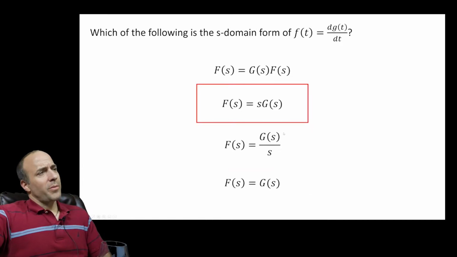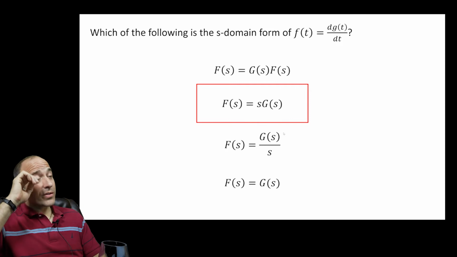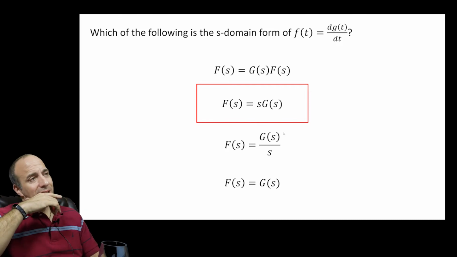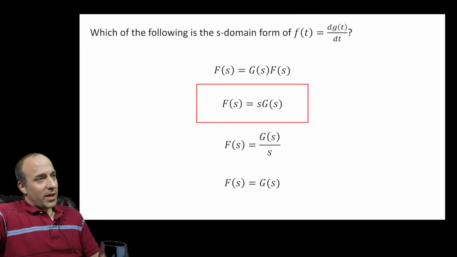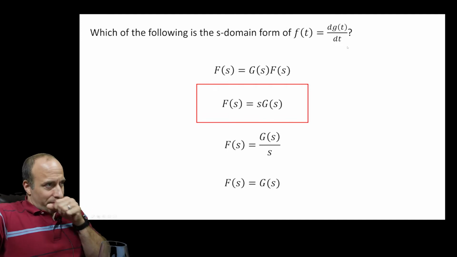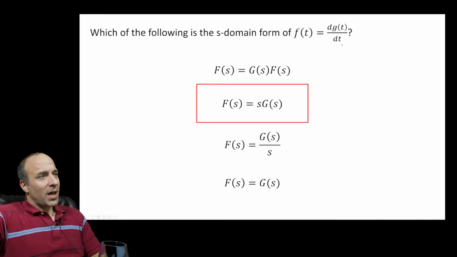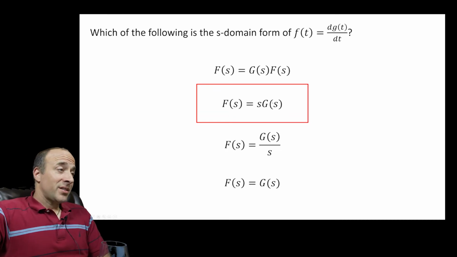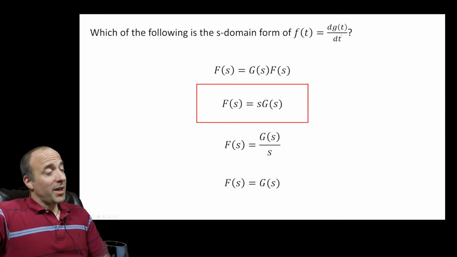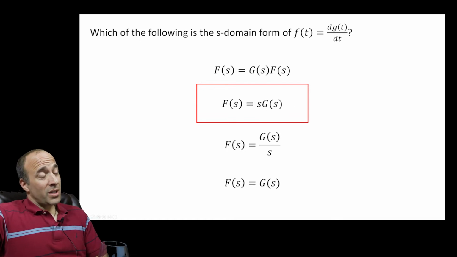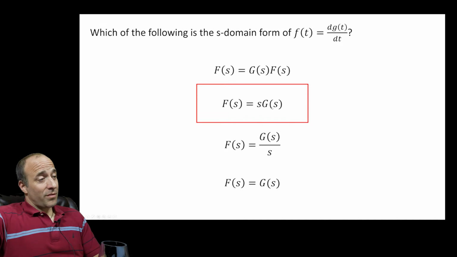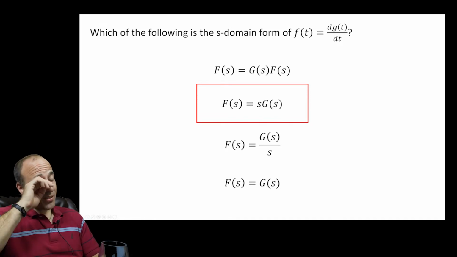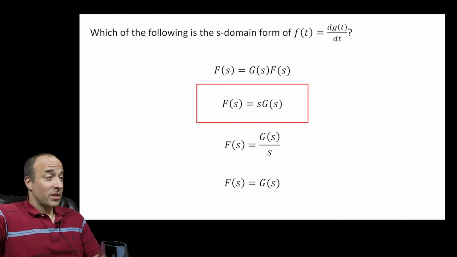Which of the following is the S-domain form of f of t equals dg of t dt? So this is pretty straightforward. You capitalize f and g, and t becomes s, and a derivative is translated to s times the variable of s. So F of s equals s G of s.